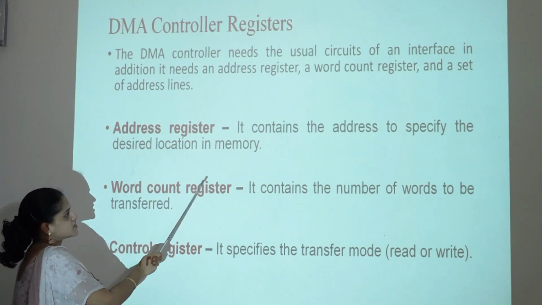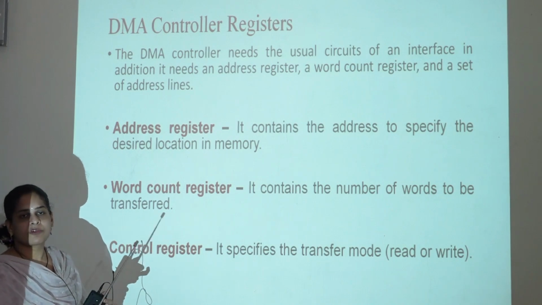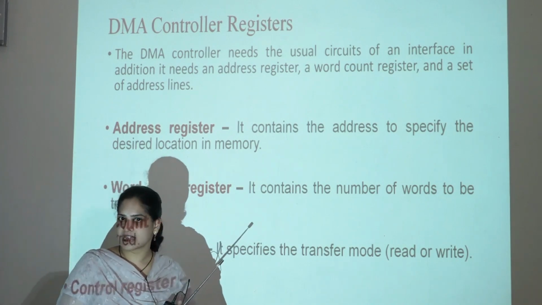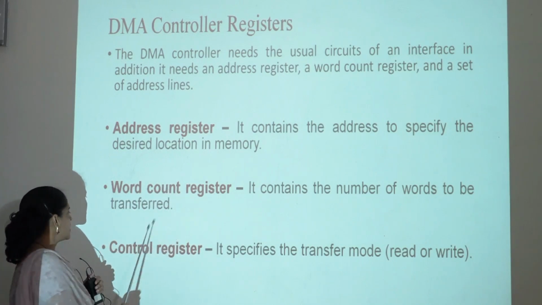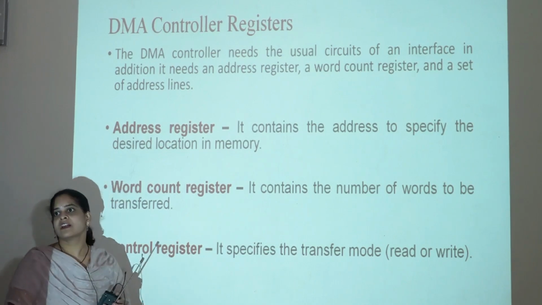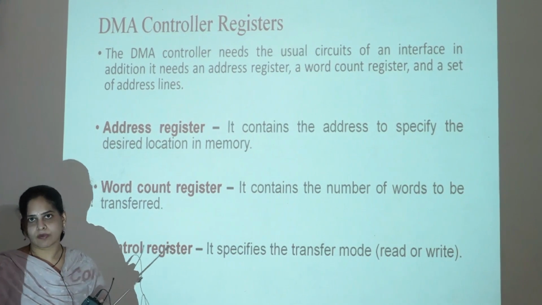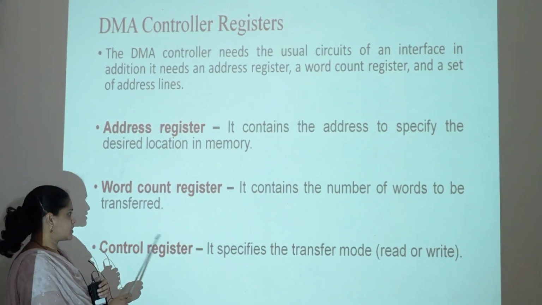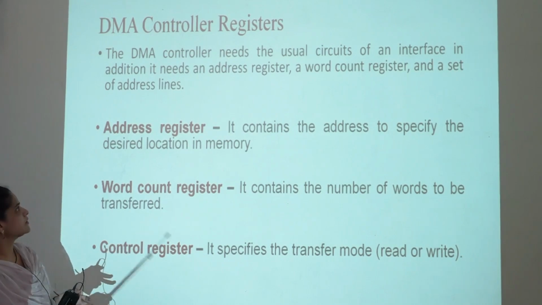The word count register contains the number of words to be transferred. How many words, how much information is being transmitted by the DMA controller, is specified by the word count register. Next comes the control register. It specifies the transfer mode, whether the controller is performing a read operation from memory or a write operation. That control information is specified in the control register of a DMA controller.